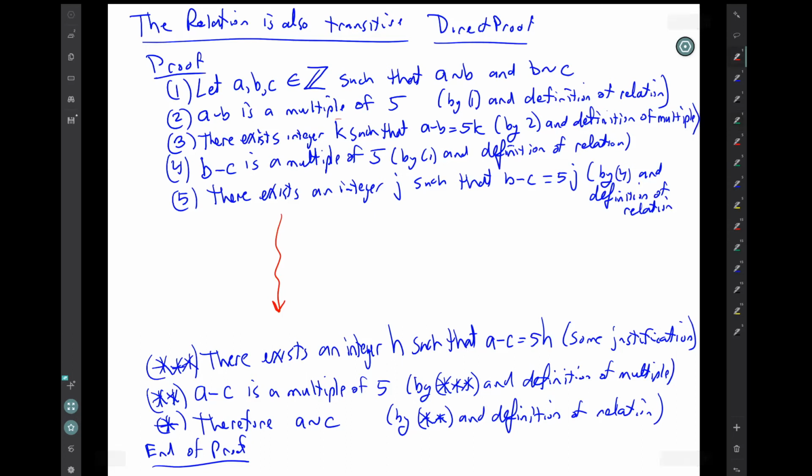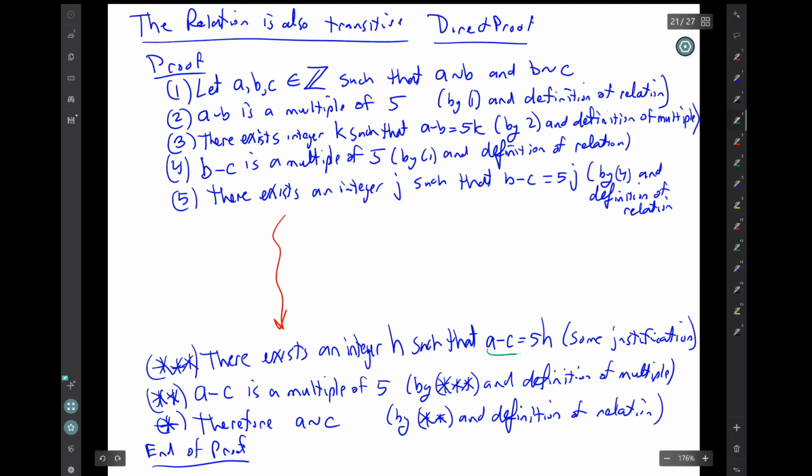Also, notice that I came up with different letters for my integers. K was chosen already, so I had to use a j or something else there. j and k were both used up, so I had to use something else. Here, I used an h. Now we have to bridge this gap. Well, look what we're trying to get.